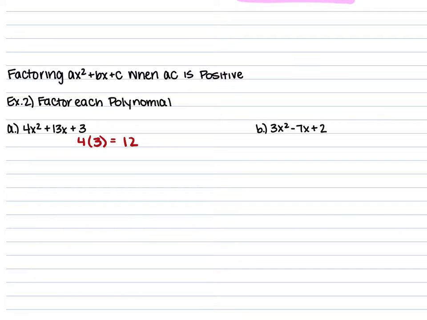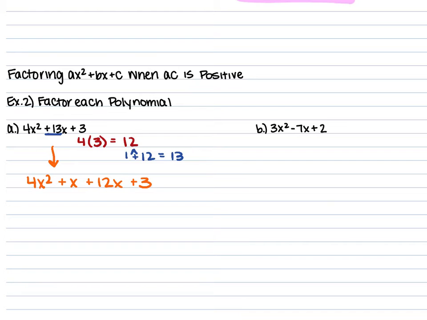This number, this 12, is the number I'm going to find my factors of that add up to be my middle term, that 13. So if I find the factors of 12 that add up to be positive 13, I have 1 and 12, which gives us a positive 13. From here, I'm going to attach an x to both the 1 and the 12 and replace the 13x with that. So this is going to turn into 4x squared plus x plus 12x plus 3.